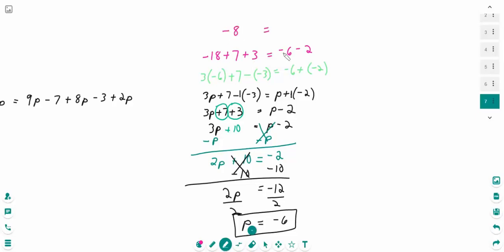And on this side, I have negative 6 plus a negative 2. That is also a negative 8. So, because it's a true equation, we know that this P is equal to negative 6 is a solution. Yay! We did it right. Okay? So, I think that's about where we're going to stop today. And again, just as a recap, it's pretty straightforward. All we're doing is combining things that we've learned about solving equations into just one equation. We're just doing it all at the same time.